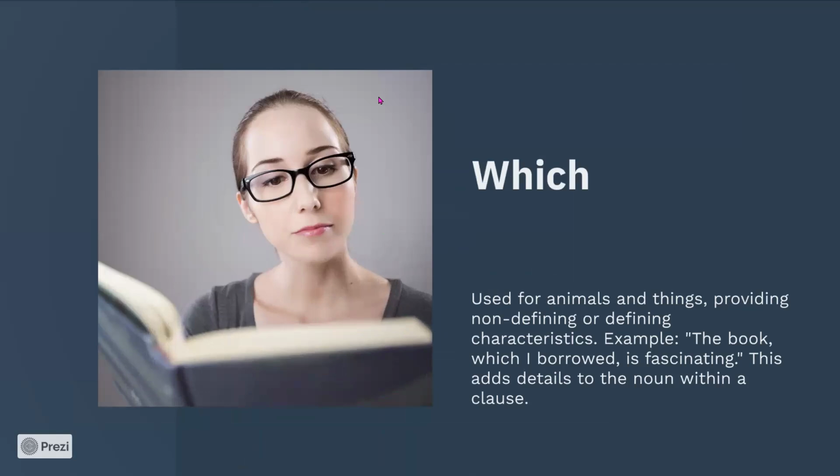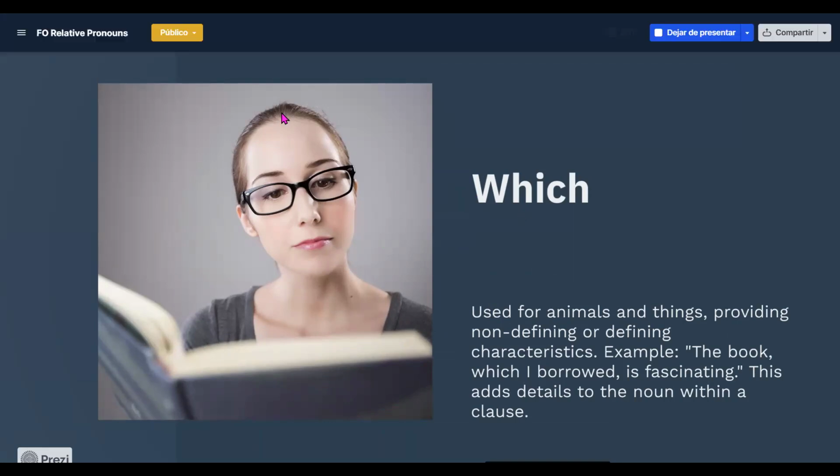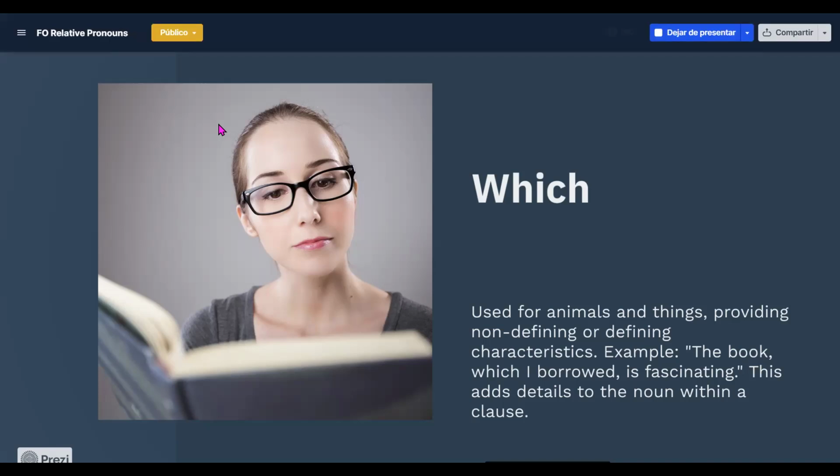Which, my dear Diana Berenice, could you continue? Which is used for animals and things, not people, and for definite characters. Example: the book which I read is fascinating. This adds details to the notes. Yes, well done.